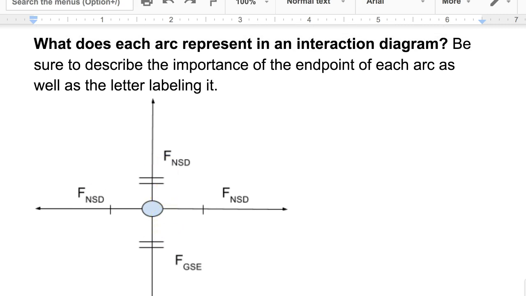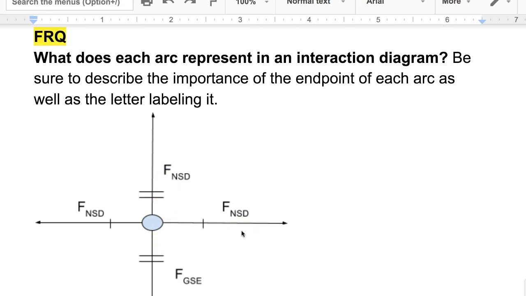Your free response question I'd like you to answer: I'd like a short 2 to 3 sentence answer about what each arc represents in an interaction diagram. Talk about the importance of the endpoints, why the arc ends where it does on either side, and then the letter labeling it. So pause your video, go back on the video to look at the interaction diagram we went over if you need to review it, and then go ahead and submit your work.